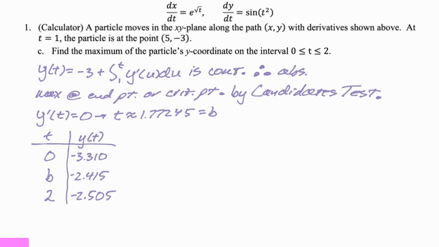And from this, we can see that the absolute maximum is negative 2.415 at approximately t is 1.772. I like to give both whenever possible because then I definitely have answered the question. All right, let's take a look at the next part.